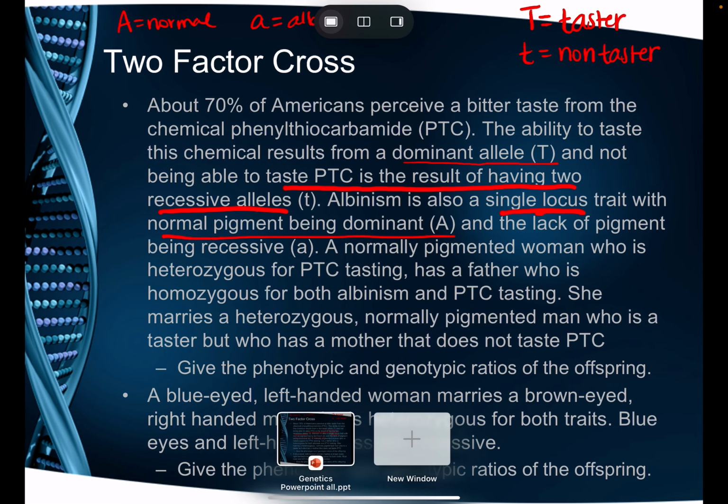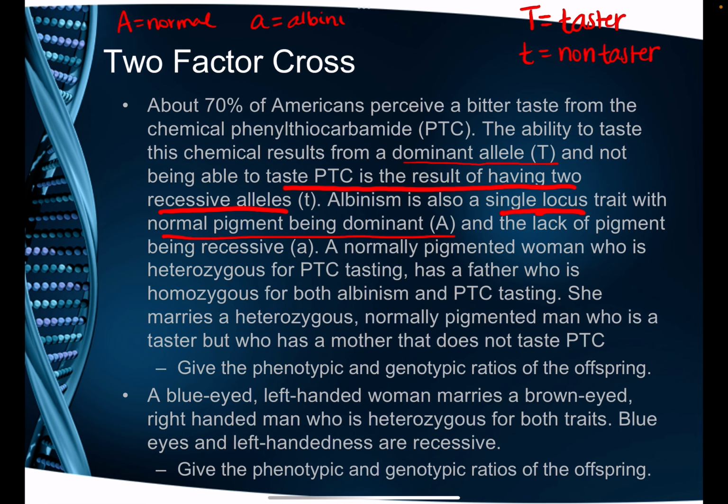Oops, I don't know what's happening. You get the drift, okay? A normally pigmented woman, so we know she has to have at least one big A, who is heterozygous for PTC tasting. So she's going to be big T, little t. She has a father who is homozygous for albinism, so that means her dad is albino, so he has a little a, so he must give her a little a.